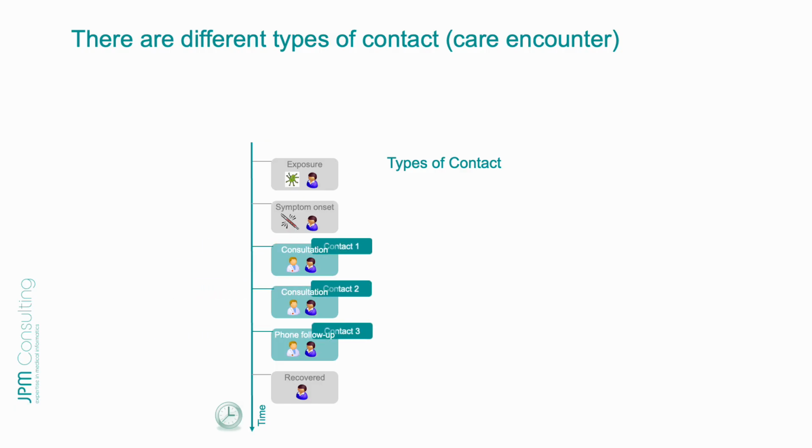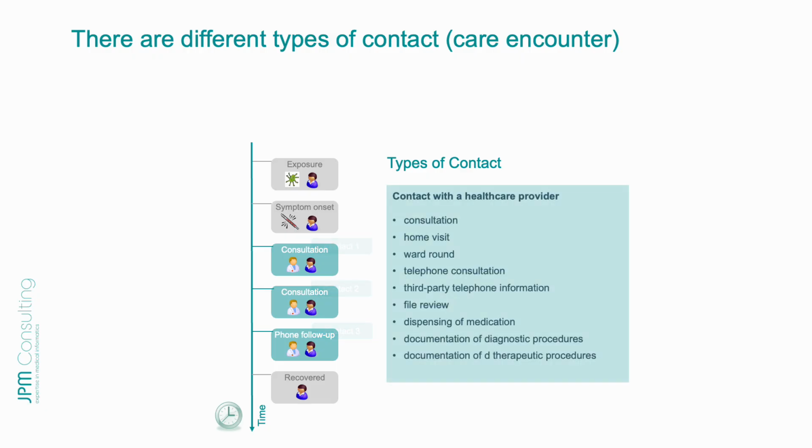There are different types of contact or care encounter. They can be face-to-face, such as a consultation, a home visit, or ward round. They can also be remote or indirect, such as a telephone consultation or a file review.